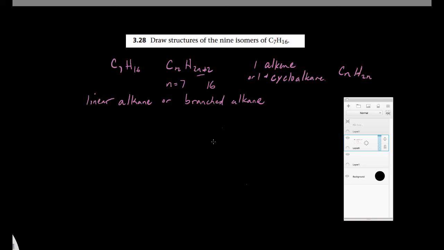So for every alkene, for every double bond, you remove 2 hydrogens, and for every ring, you remove 2 hydrogens. So if a formula is C sub n H2n plus 2, it has to be a linear alkane or a branched alkane. And so there are 9 isomers of a 7-carbon alkane. So let's just draw the first one, make it the linear one. 1, 2, 3, 4, 5, 6, 7.